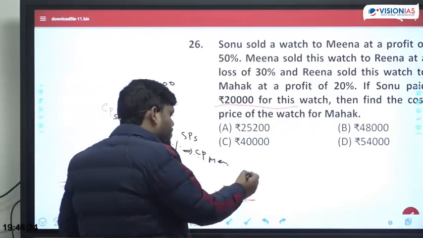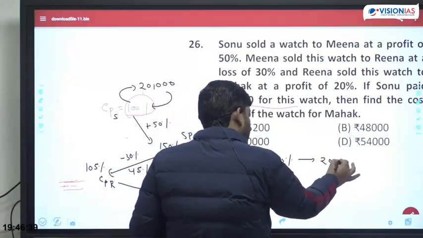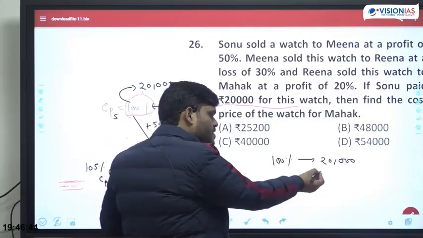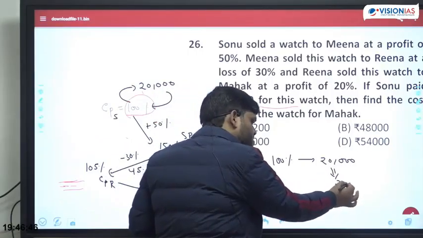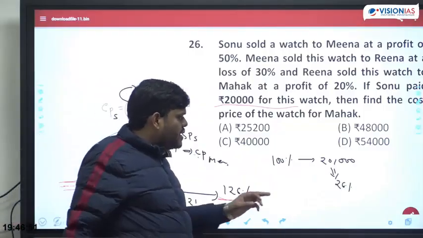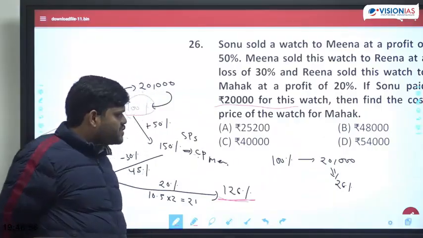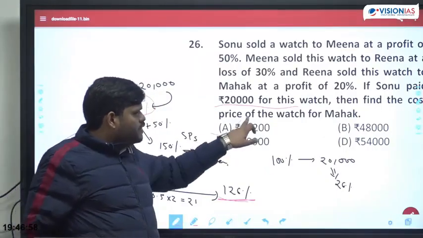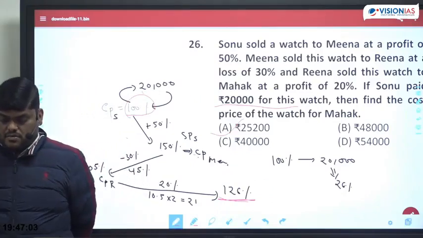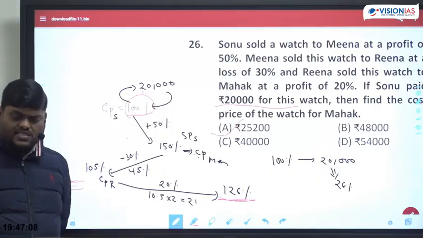So how can we find out? If 100% is 20,000, we have to find out 126%. Simply we can find out 26% of this number and add it to this. So just find out 26%. 10% is 2000, 20% is 4000, 5% is 1000. So I think A will be the correct answer. A simple one.